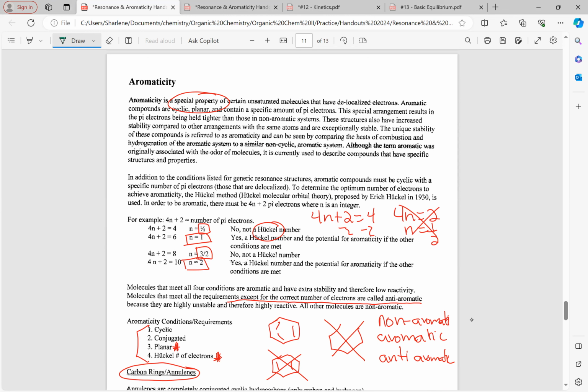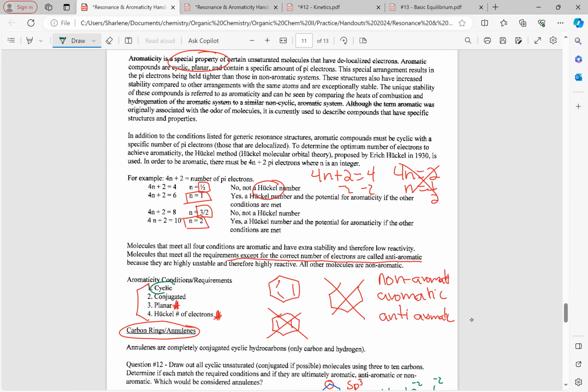All right, how are you going to determine whether they are going to be aromatic? They must match all the conditions. Let's just go down here. They must be cyclic. They must be conjugated. They must be planar. I think that's actually the hardest one. And then they must have this correct number of electrons called the Huckel number. For me, the best way to do the Huckel number was to solve for n. If it comes out a fraction, the answer is no. And if it comes out a whole number, the answer is yes.